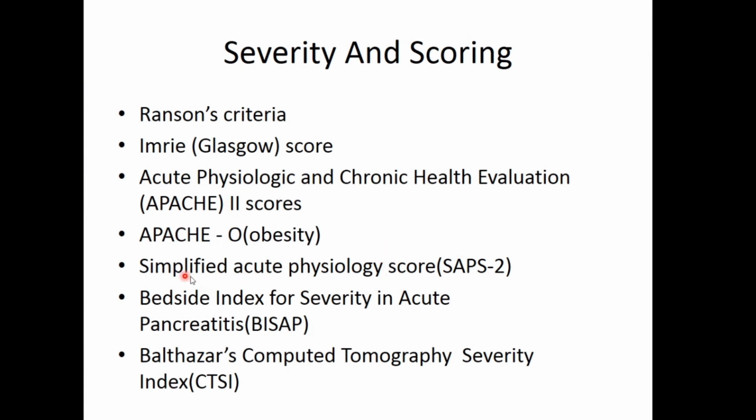There is one more thing called the Simplified Acute Physiology Score, which is a simplified version of APACHE, called SAPS-2. That is sometimes used, but I want you to remember Ranson's criteria, and please also remember BISAP. BISAP stands for Bedside Index for Severity in Acute Pancreatitis. Believe me, it's a very simple and straightforward one. And Balthazar, I think you need to understand what Balthazar is; you may not try to mark it up and remember.